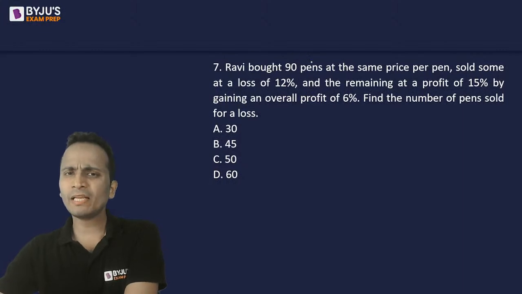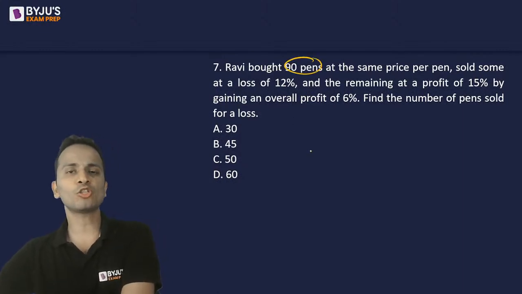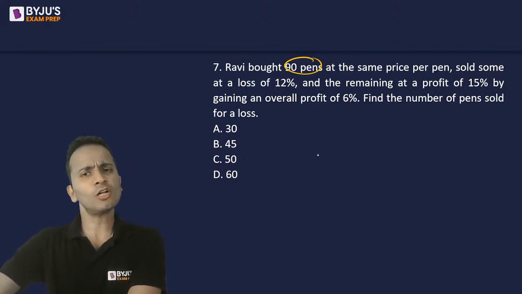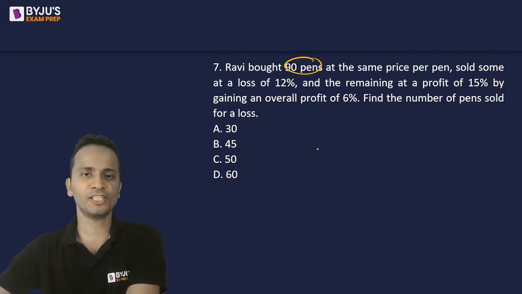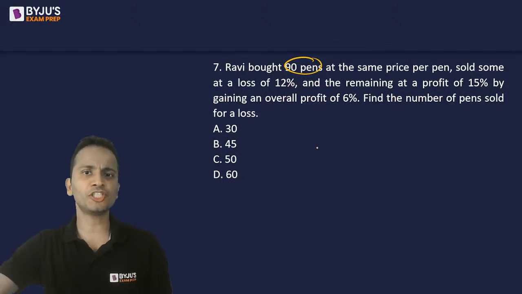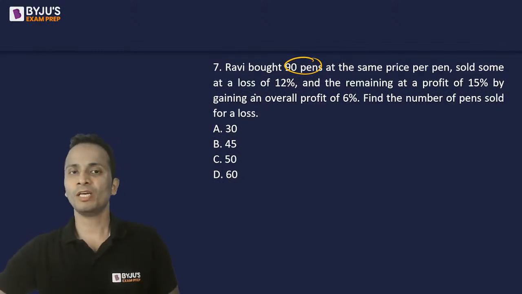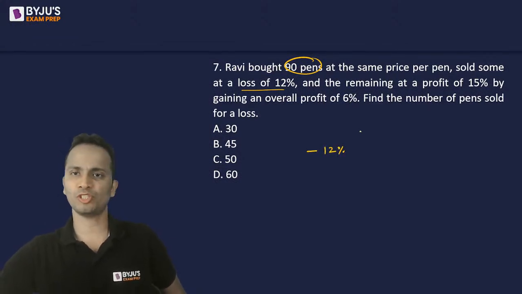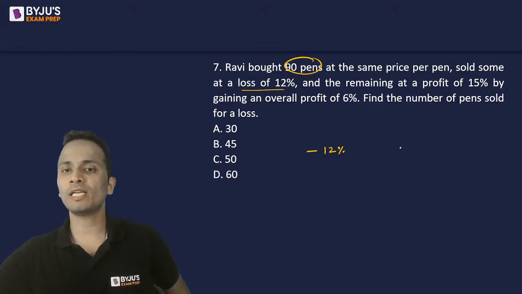Okay. So total 90 pens. Some sold at a loss of 12%, some at a profit of 15%. I can solve this question using the method of mixtures and alligations. The numbers on which we are applying alligation, their nature should be the same. So the first one is sold at a loss of 12%. I can say that a loss of 12% can be written as a profit of minus 12%. Second is sold at 15% profit, and overall there is a profit of 6%.